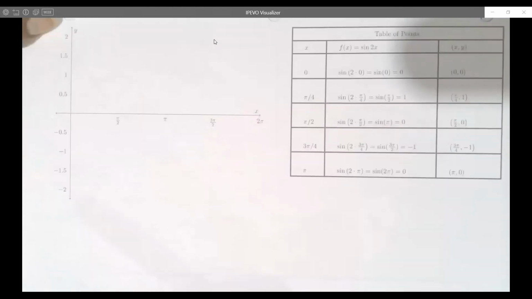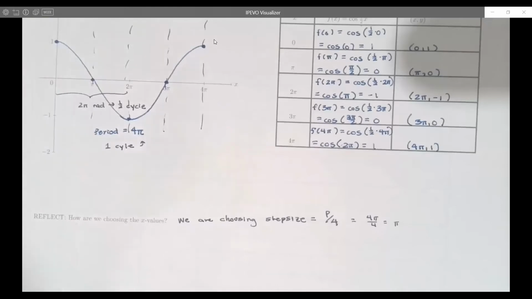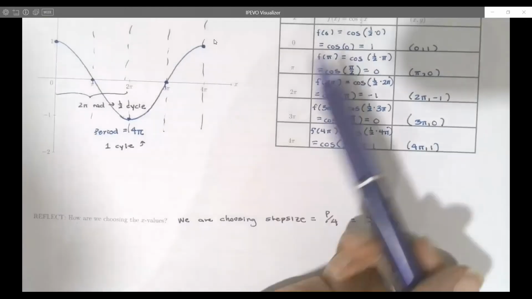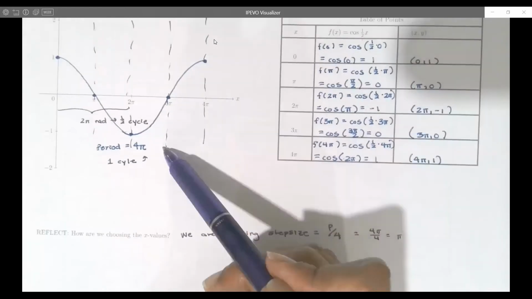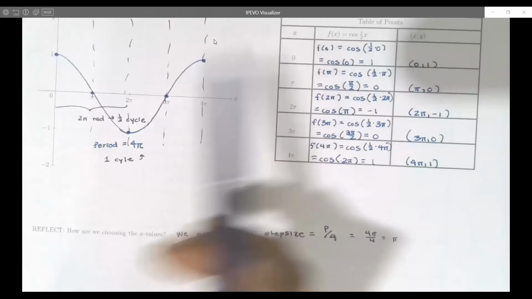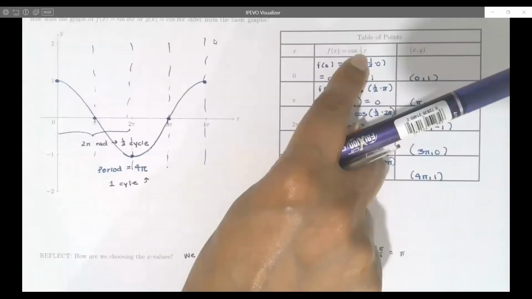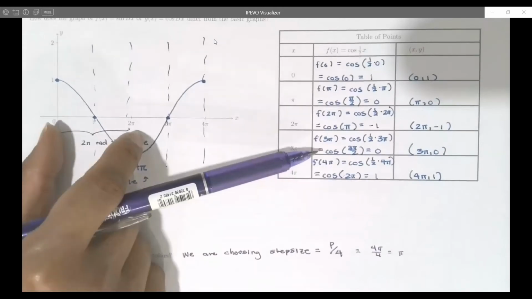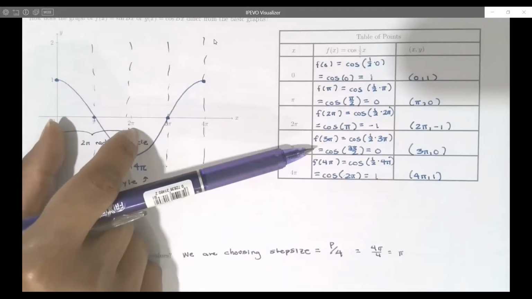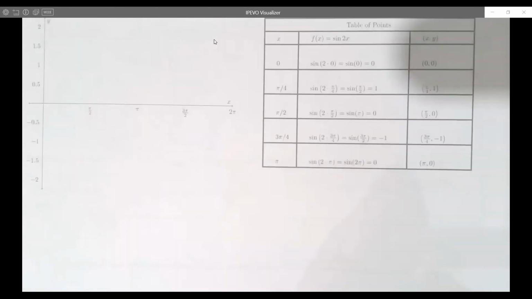All right, so let me just mention one thing before I go to page 13, and that is that we still don't know exactly how to relate the period to this number. But so far what we've seen at least is that this number is maybe related to how many cycles are completed in 2 pi radians. In this case, we saw that in 2 pi radians, we only have half of the cycle. So we'll keep that in the back of our heads as we work on this next problem.